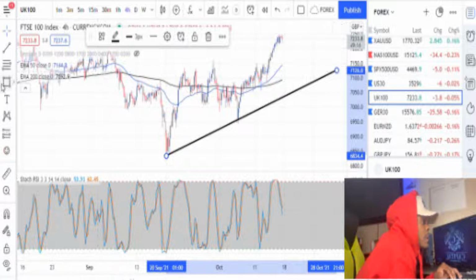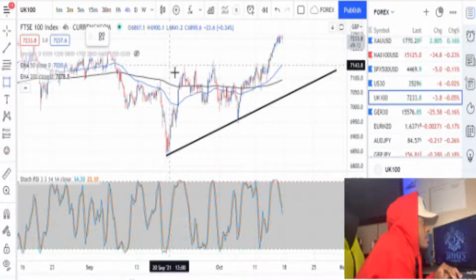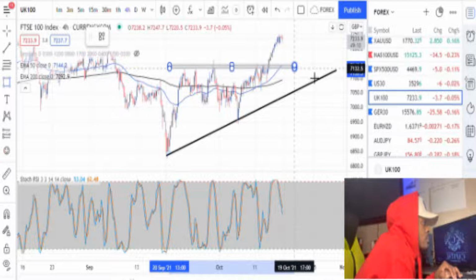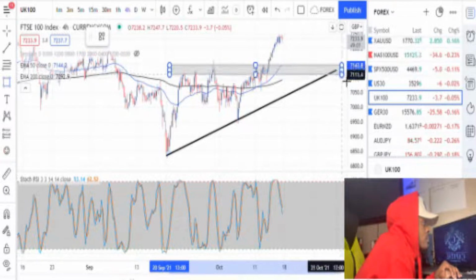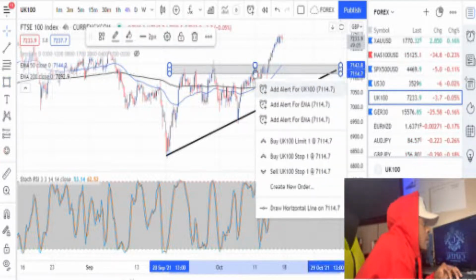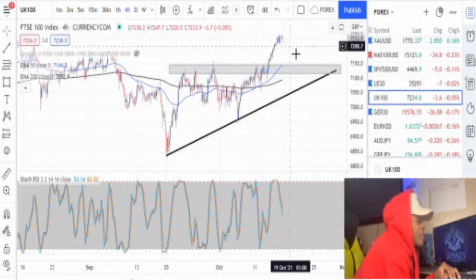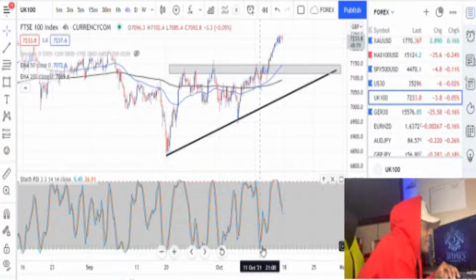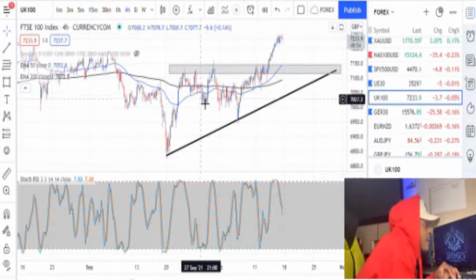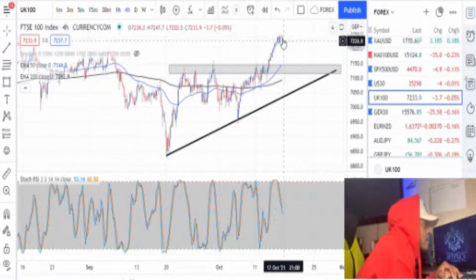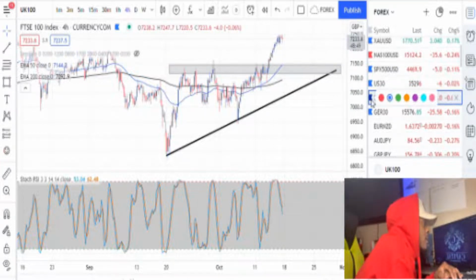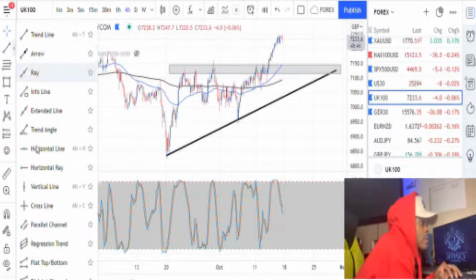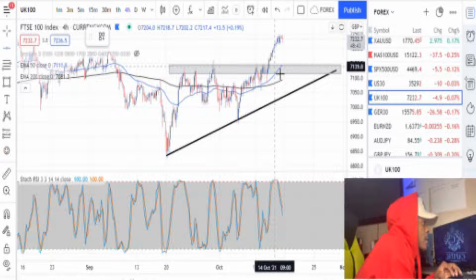So we just broke this right here. All right, so we just broke that. You know what I'm looking for. The retracement. I'm looking for the retracement, man. And if I can get some divergence, that'll be great. But it's not nearly close yet, so we're just gonna add that to the watch. I'm gonna set up an alert as well. Set up an alert. I want it to come back down to here.